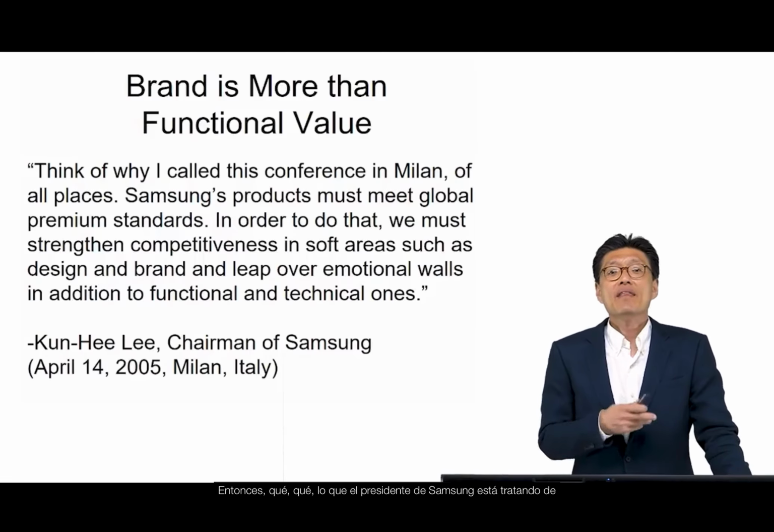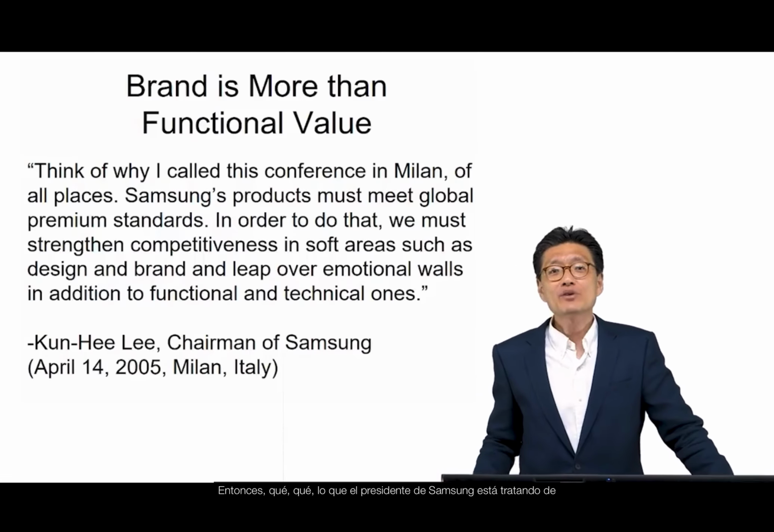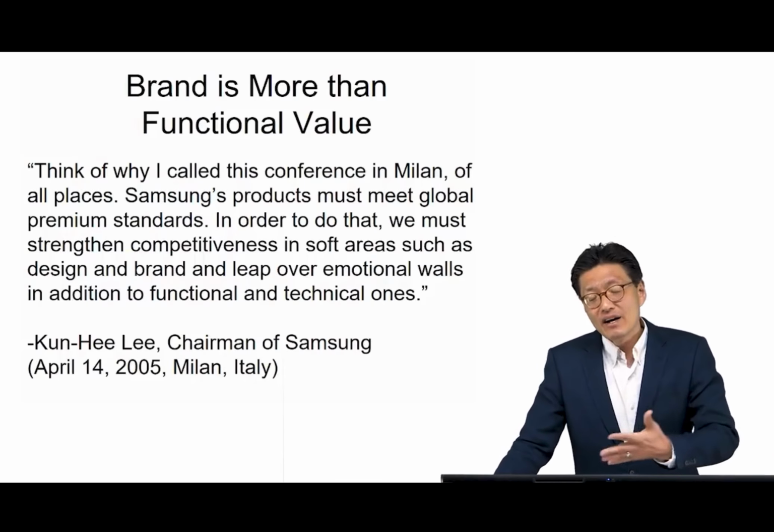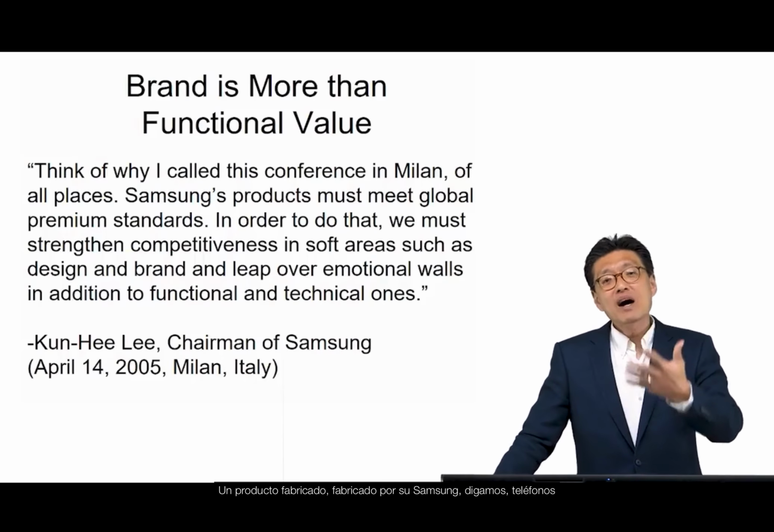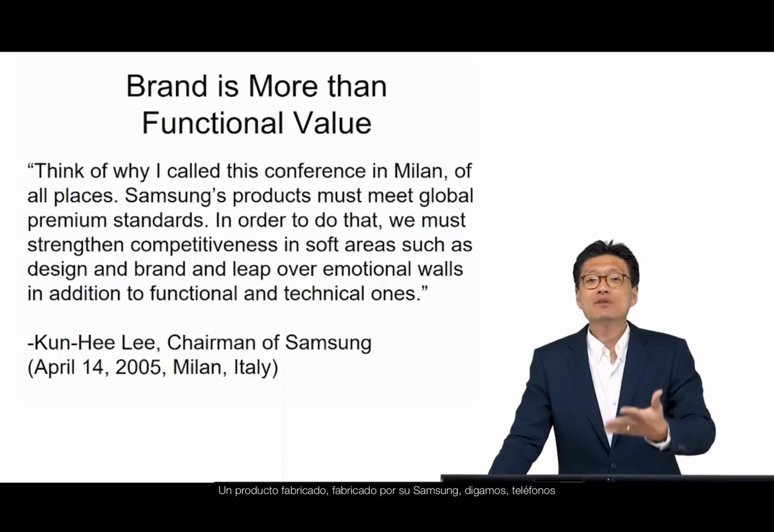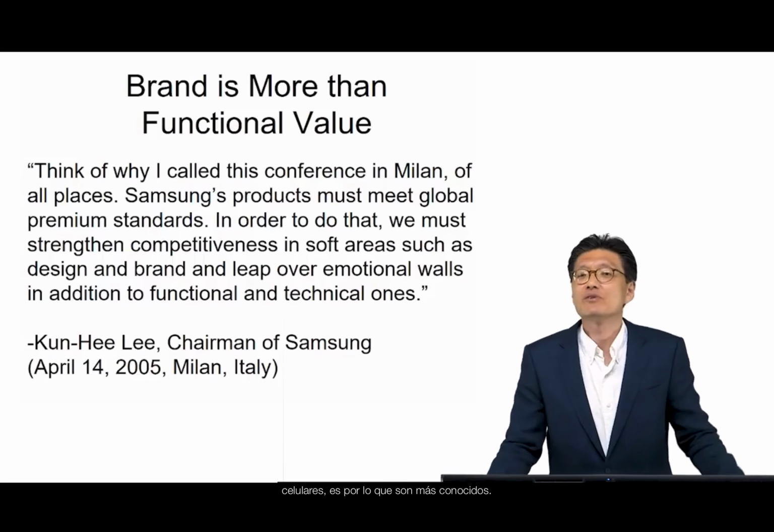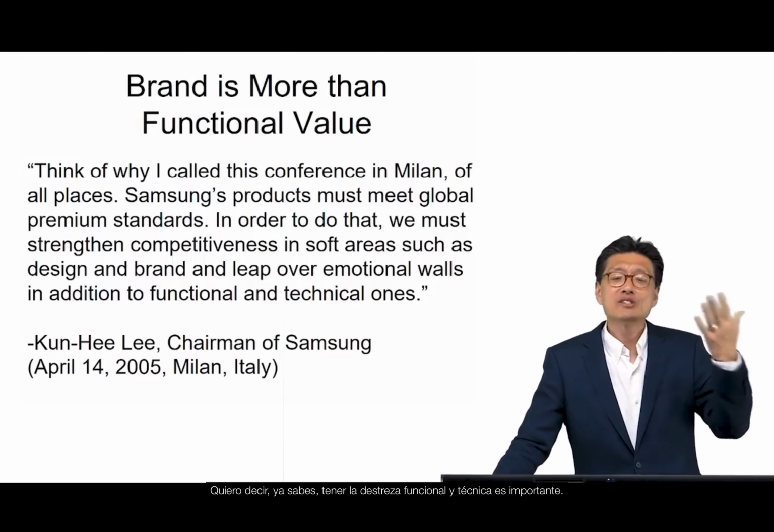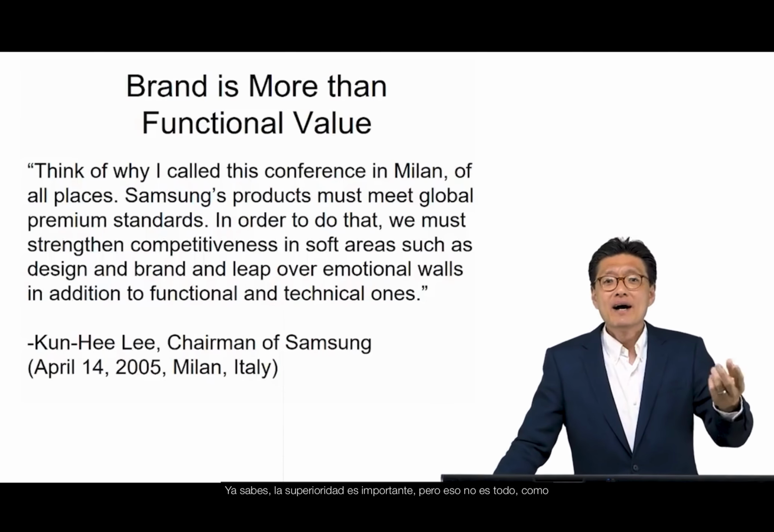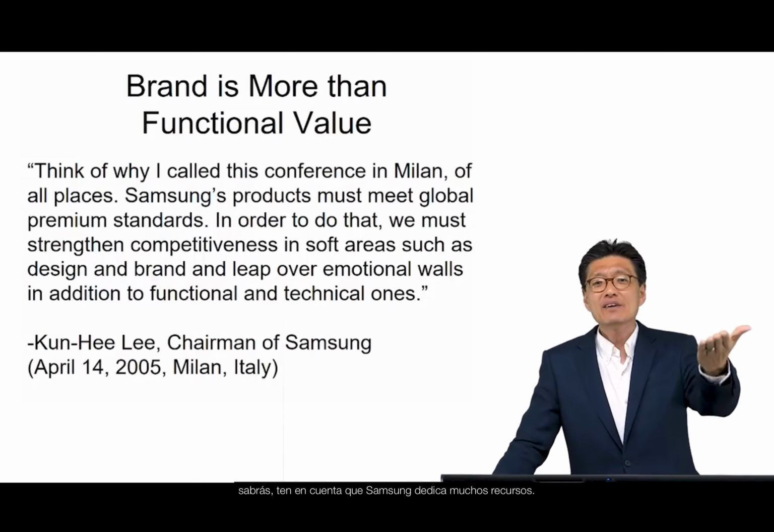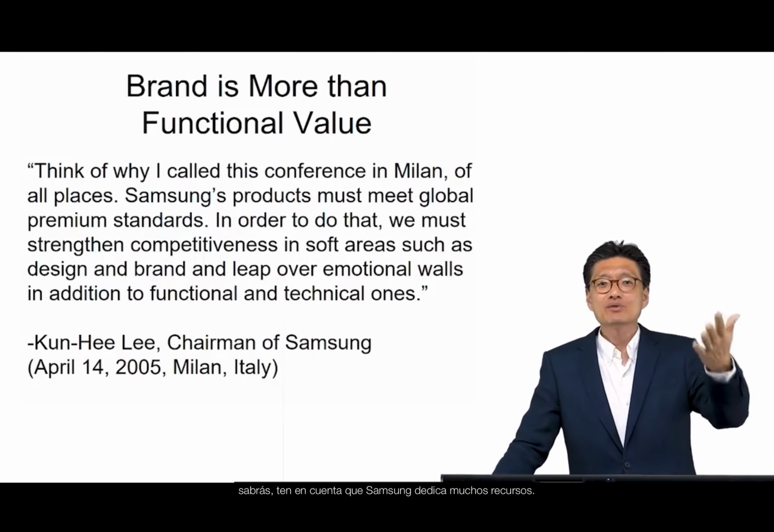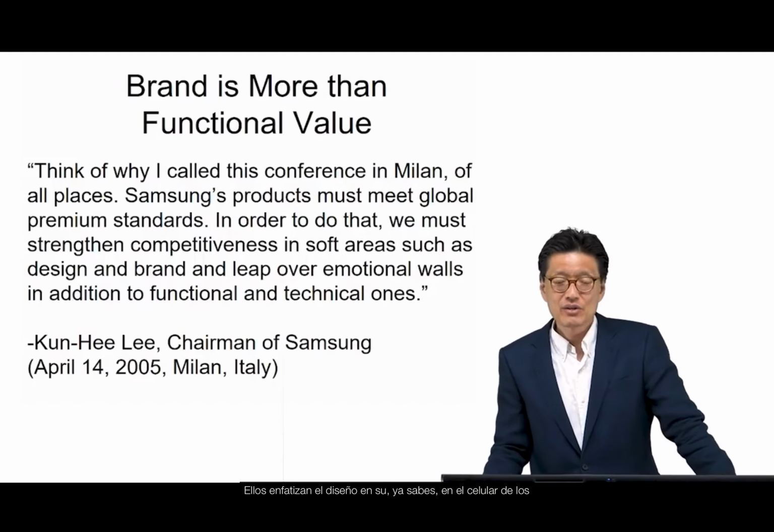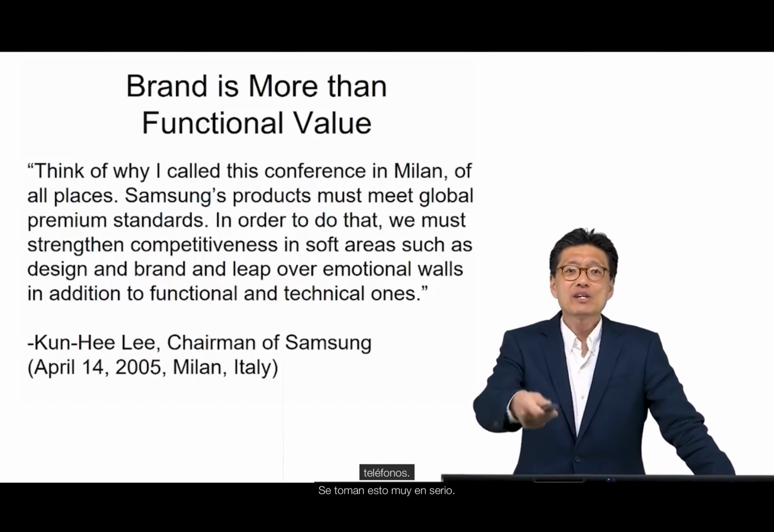So what the chairman of Samsung is trying to say is that a product that's manufactured by Samsung, let's say, cell phones, that's what they're best known for, cell phones. I mean, having the functional and the technical prowess is important. The superiority is important. But that's not all. As you may be aware, Samsung devotes a lot of resources. They emphasize design in their cell phones. They take this very seriously.